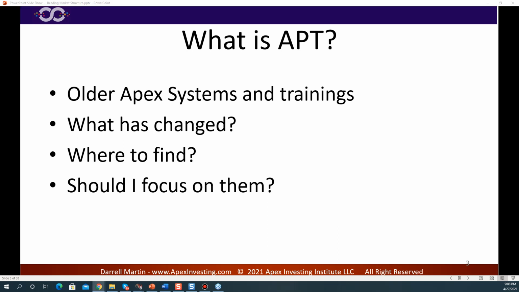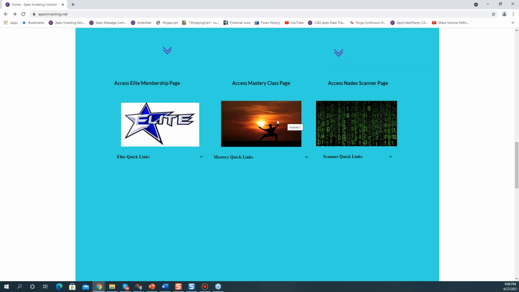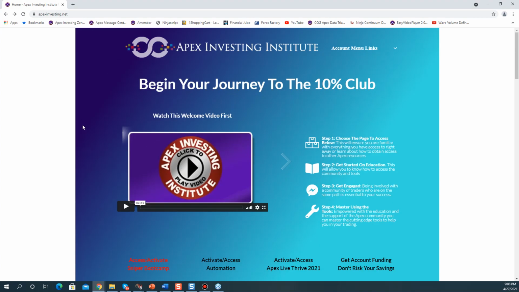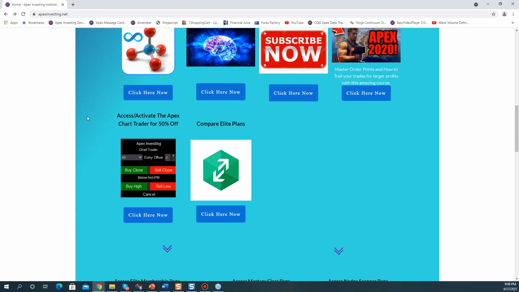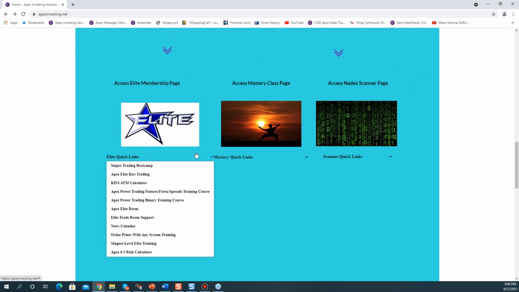Let's just look here. All right, so let me pull over the Apex website here. Now, again, if you have gold access, you can go down here to the bottom, and right here it'll say access the elite membership page and quick links. If you have silver, you're only going to see certain options. If you have gold, you'll see other options. Do not spend any time going over this KISS system or this ATM or whatever. Again, if you haven't mastered Sniper, just stay with Sniper.